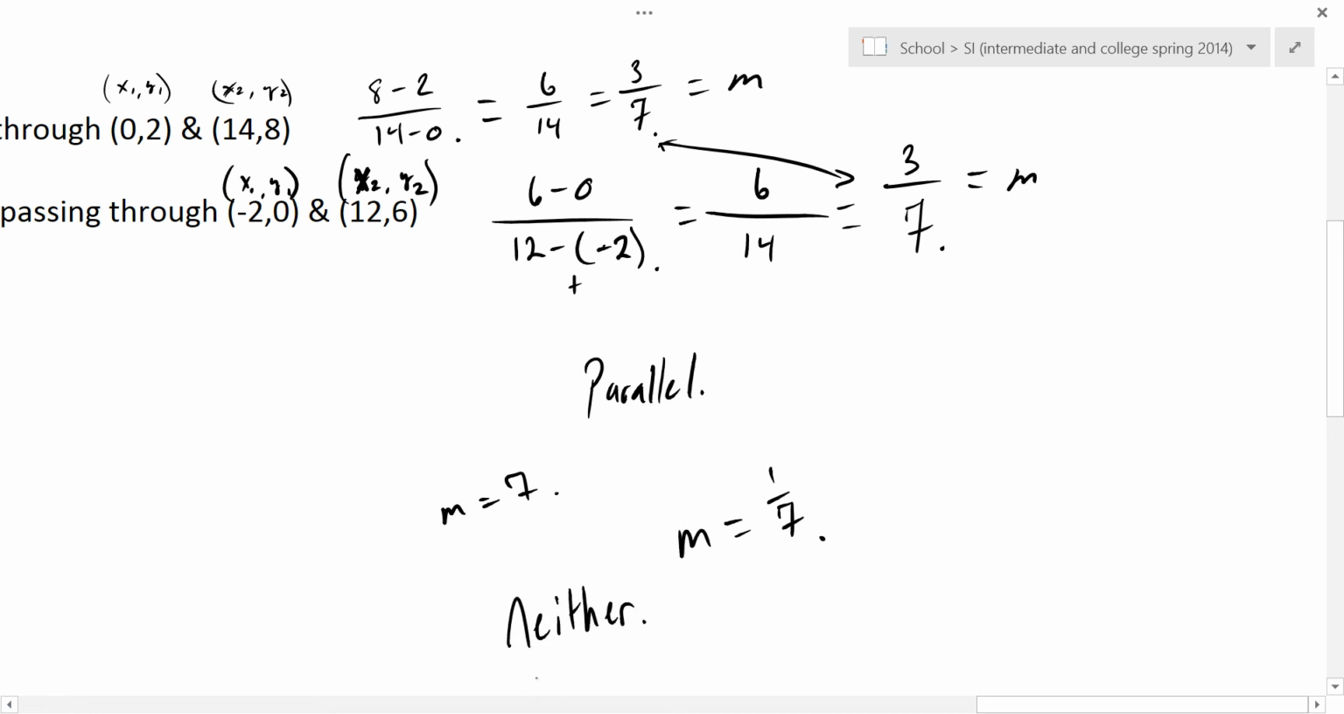Seeing that they're reciprocals makes it easy for you to want to assume that they're perpendicular, but they're not. They're not perpendicular because they're not opposite. They have the same sign. And that's a curveball that may or may not be thrown at you.